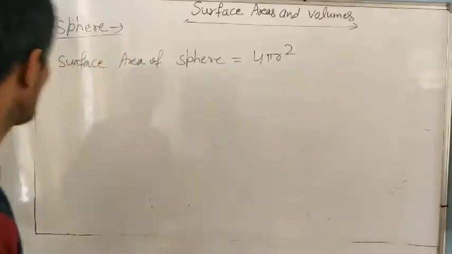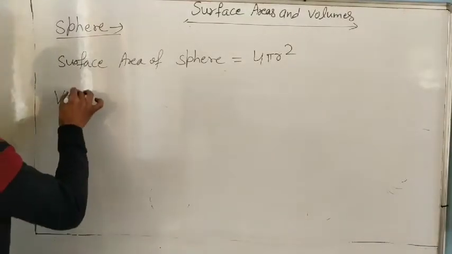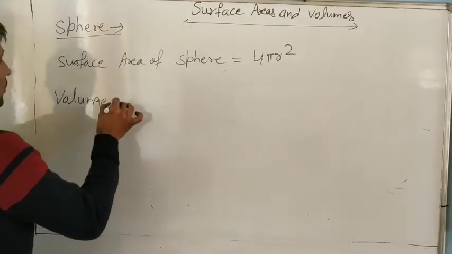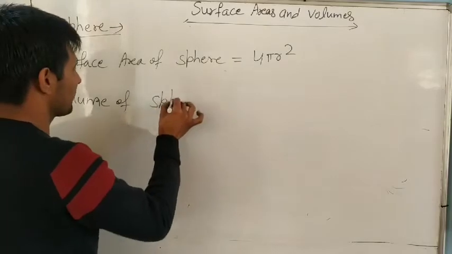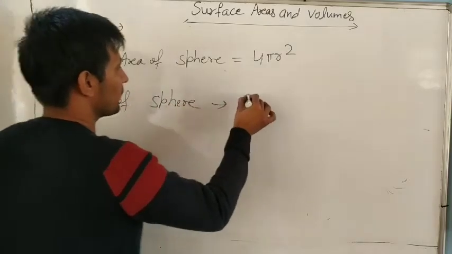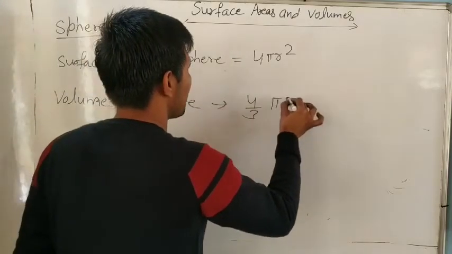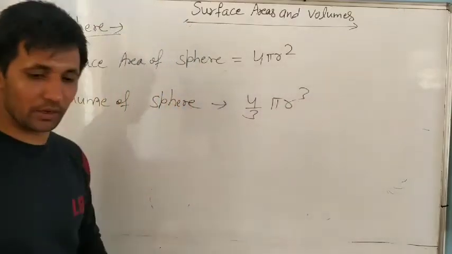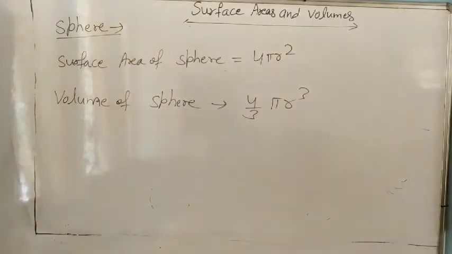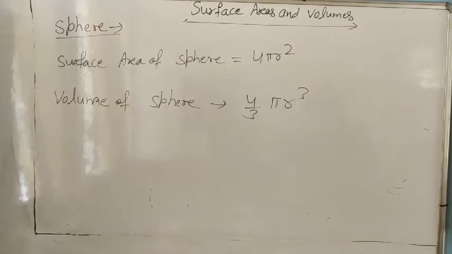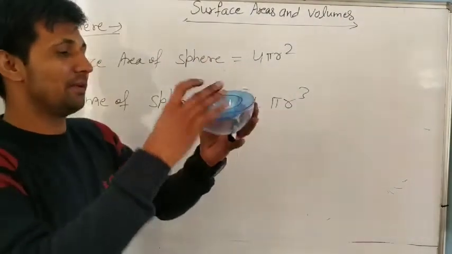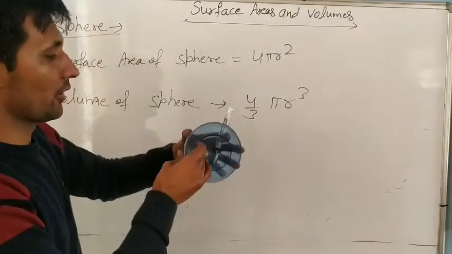Now volume of sphere. Volume of sphere is 4 by 3 pi r cube. Okay, 4 by 3 pi r cube. Understand? Only hemisphere is left now. Hemisphere. You can say it is hemisphere. Yes, it is hemisphere or not.